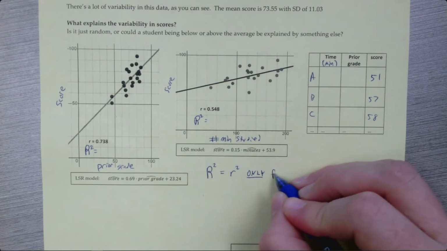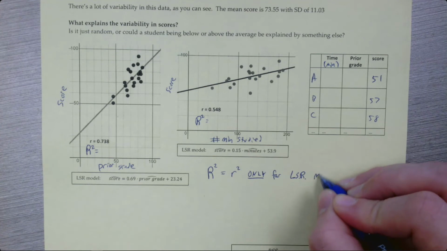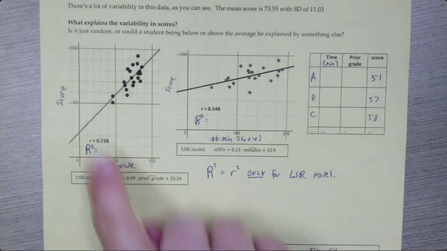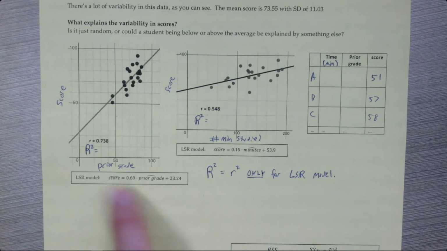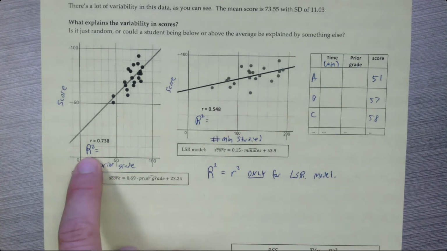only for a least squares regression model. So what that means is both these equations were found using the calculator or the computer to minimize the overall residual sum of squares. So if that's the way that we found the equation, to find big R squared, you just square little r.